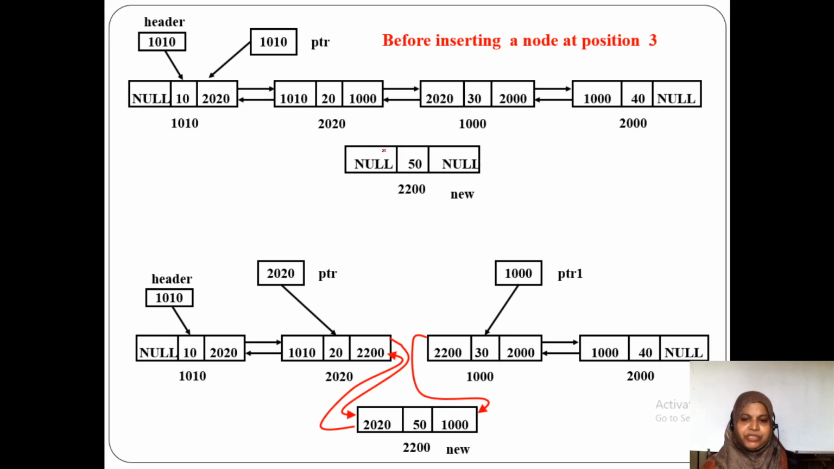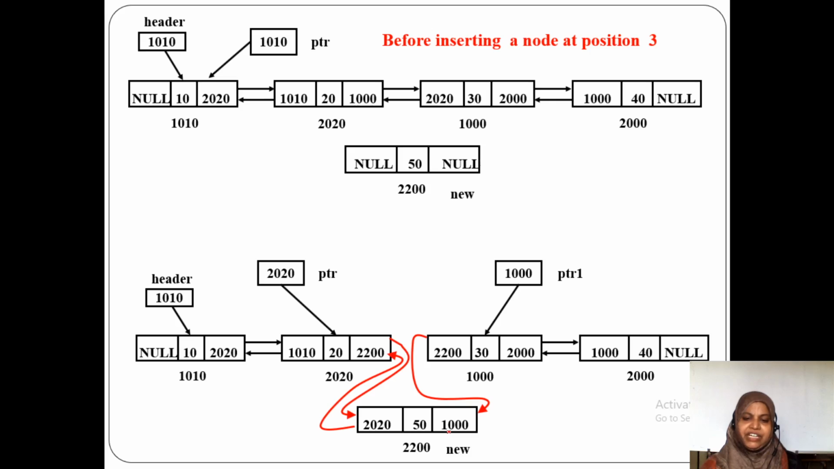So for the third position, we have to traverse from the start. First we have to read the first position, then we go to the second position, then we make this connection. For this 20 node, which one is the next node? 50 is the next node. So we have to save the address of 2200 in the right pointer of this one. For this 50, which one is the previous node? 20 is the previous node. What is the address of this 20? So we are going to save this one here.